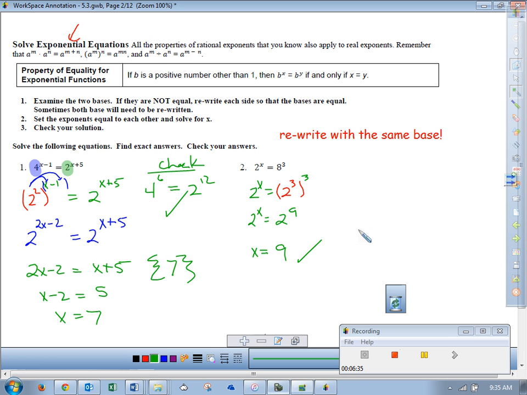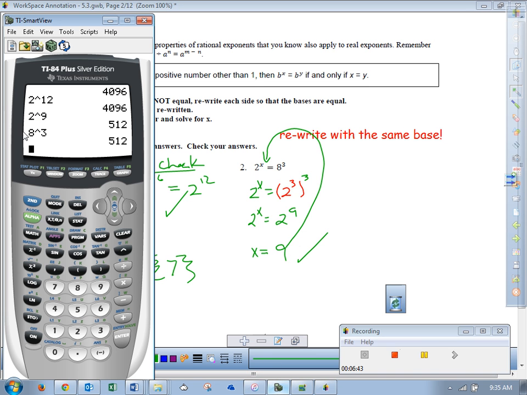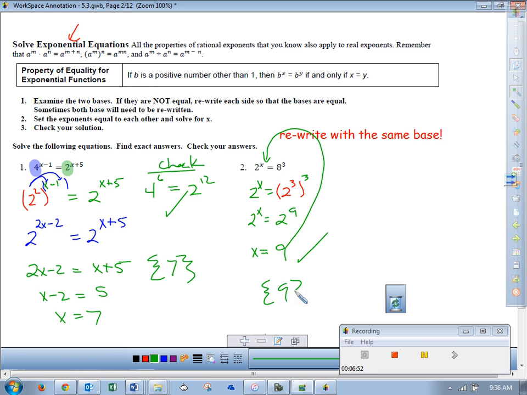If you do it all in your calculator, all good in the neighborhood, but I just substituted 9 in for x. I typed in 2 to the 9th. I got 512. Then over here was 8 cubed. Typed that in. I got 512. Same thing. It checked. Solution was 9.